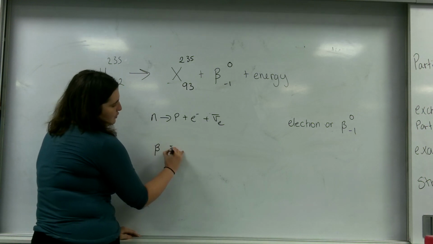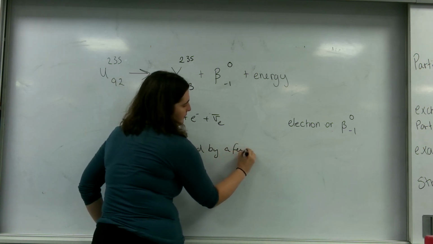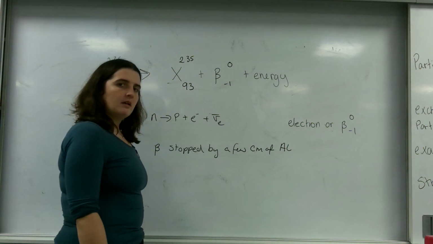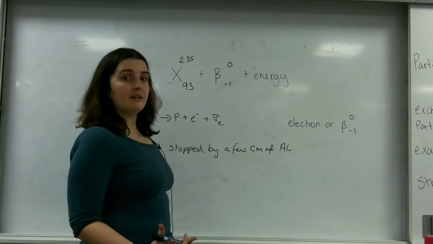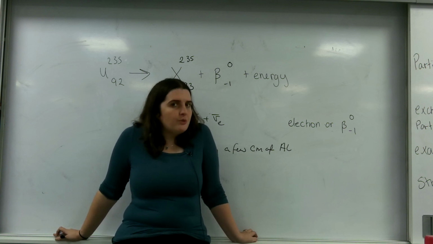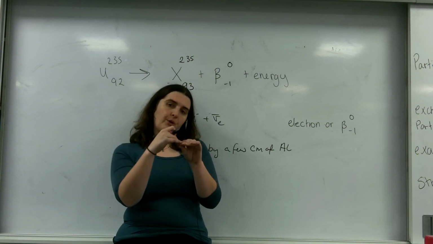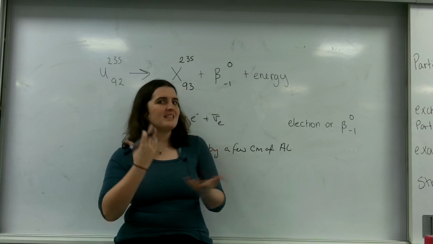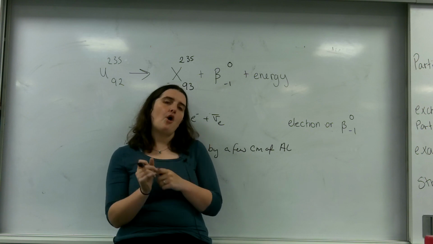So beta is stopped by a few centimetres of aluminium. But it will go through paper. So if you had a detector, if you, for example, wanted to find the thickness of paper, you could use beta because with paper, the beta will go through. If the paper gets thicker, slightly less, and computers are able to detect that slight change, and they can use that to measure the thickness of paper.